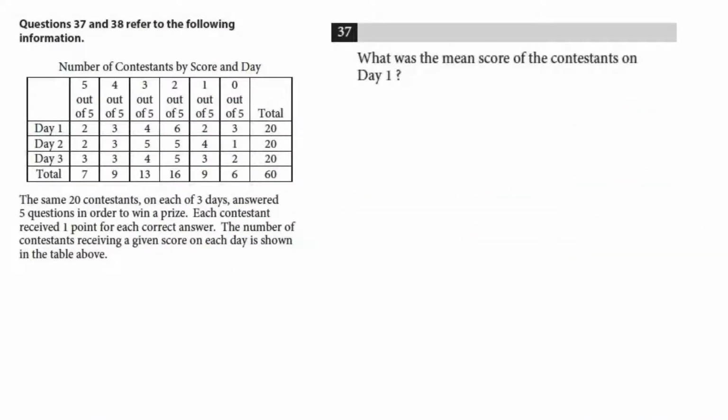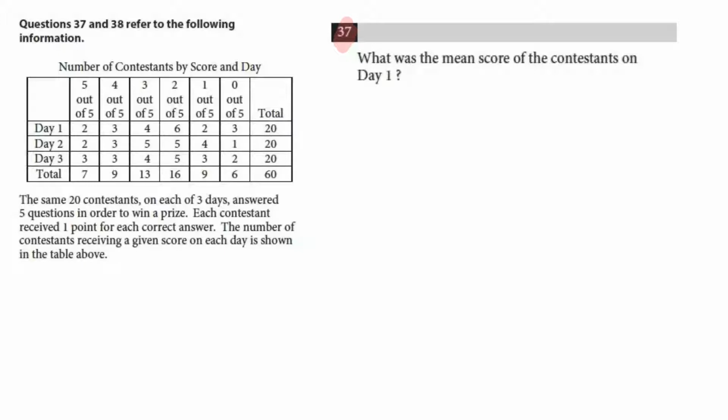Number 37. Number of contestants by score and day. Alright, so the same 20 contestants on each of 3 days answered 5 questions in order to win a prize. Each contestant received 1 point for each correct answer. The number of contestants receiving a given score on each day is shown in the table. Alright, so let's look at 37 here. What was the mean score of the contestants on day 1?